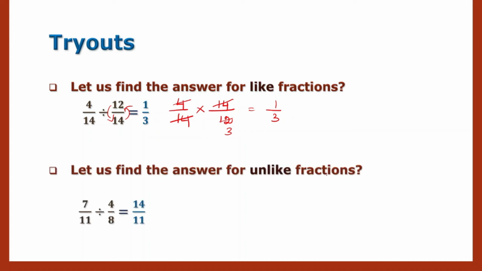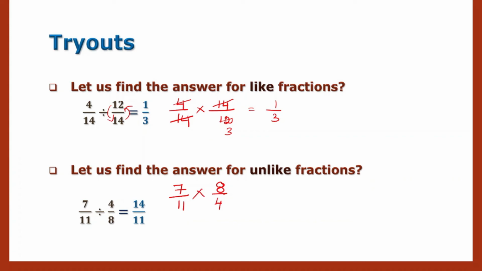Now let's consider an example for unlike fractions. Let's find the answer for the unlike fractions. 7 by 11. As usual, this is the antecedent term, so it remains the same. And then you have to take the reciprocal of the subsequent term, which is 8 by 4, and then the division sign changes into a multiplication sign.